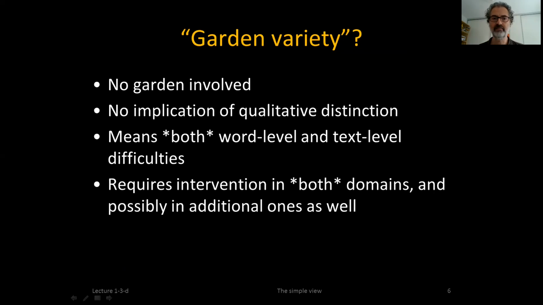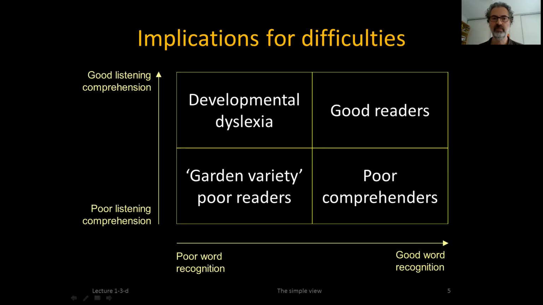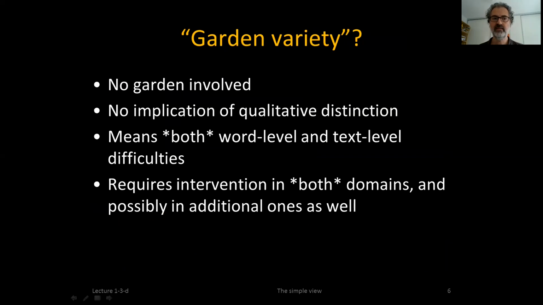So if we go back to the table, these poor readers have both the same problems as these ones and the same problems as these ones. But the problems they have on each dimension are not qualitatively different. They just have both kinds together. This means that they actually require intervention in both domains, maybe in other ones as well if they have more problems, which is likely. But they do not need different kinds of intervention.